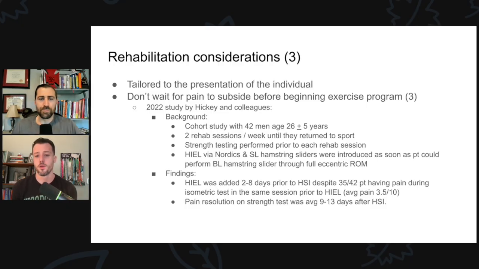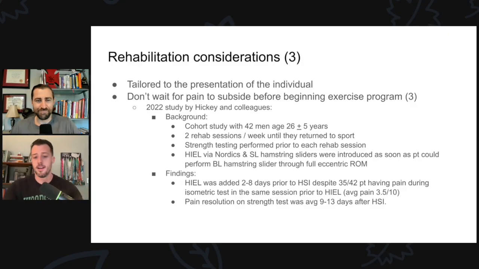Strength testing was performed prior to each rehab session. And high intensity eccentric lengthening exercises were given, and these were via Nordics or single leg hamstring sliders. They were introduced as soon as the person could do a bilateral hamstring slider through full eccentric range of motion. So they had the patient start with that. Honestly, the first week, they were doing eccentric hamstring sliders with double leg.